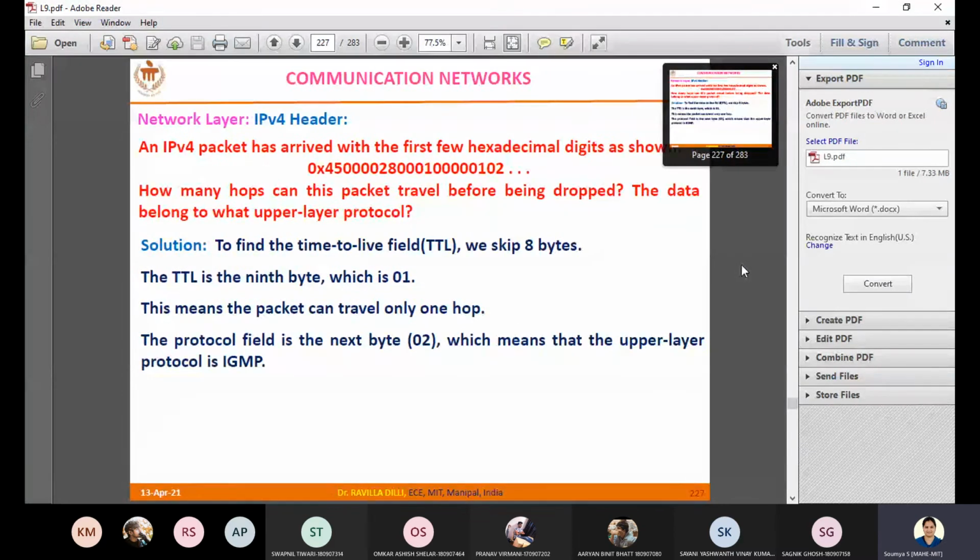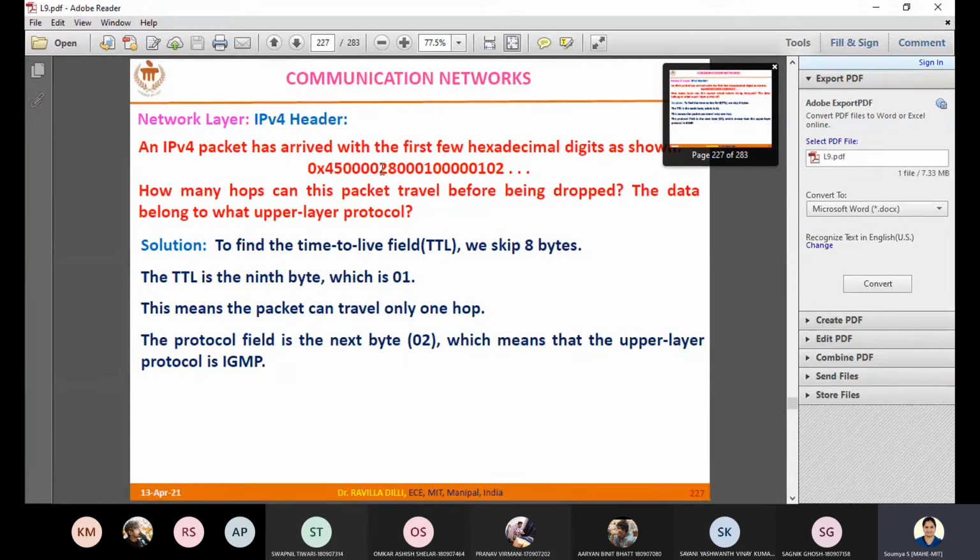The next example, an IPv4 packet has arrived with the first few hexadecimal digits as shown. It is hexadecimal. How many hops can this packet travel before being dropped? What gives you the number of hops? It is the time to live, right? Now what you should do here is, from this you have to deduce which value is the time to live value. Okay, time to live is the first field in the third line, right?